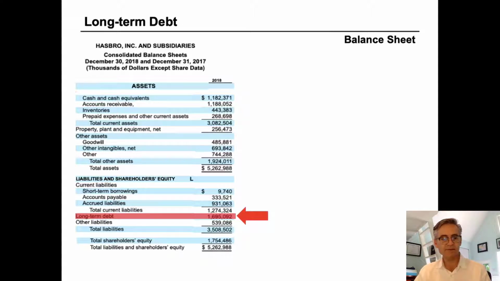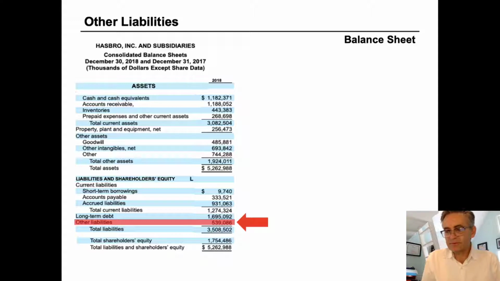Now, continuing down the liability section of the balance sheet, we see long-term debt. Long-term debt represents loans, notes, mortgages, and other forms of debt that are due in more than 1 year. That's why it's not inside current liabilities. And Hasbro has $1.69 billion of long-term debt.